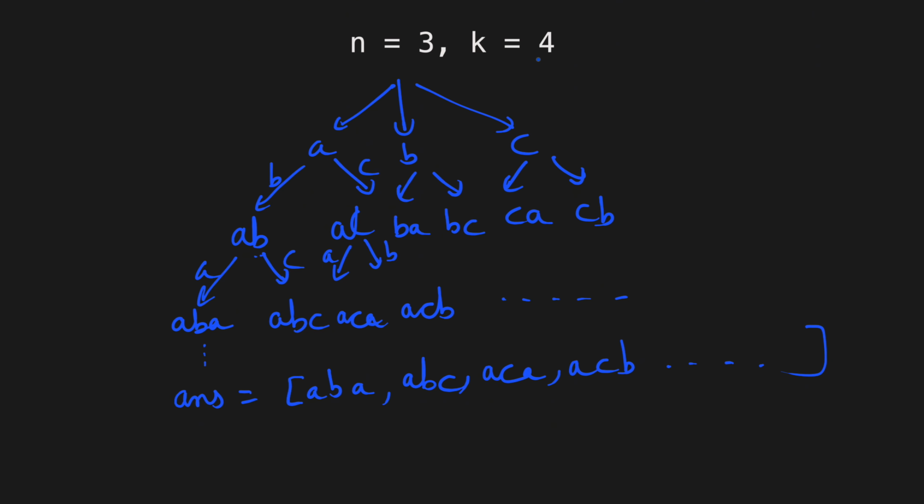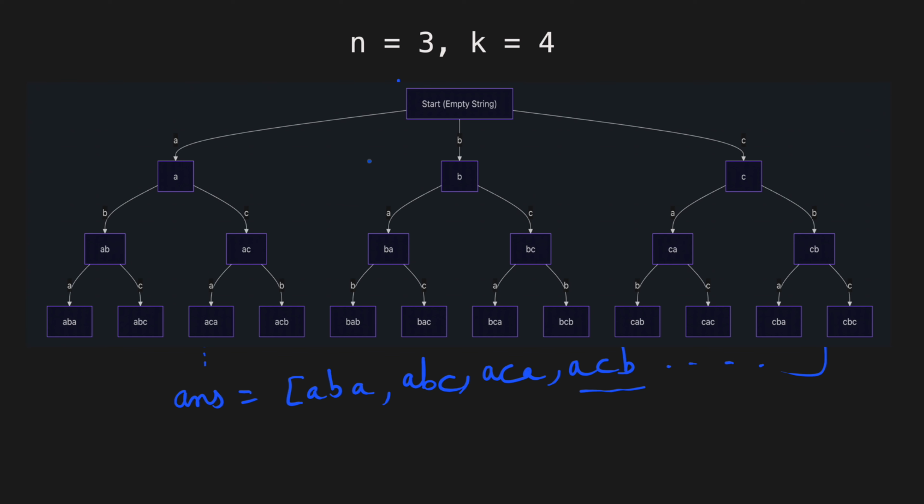And then we will check the value of k. If k is within the bound of our answer list, then we will return the answer from the kth index. For example, here k was equal to 4. So we will return ACB as our answer. But if k is out of bound of our answer list, then in that case, we will return the empty string. And this is the more elegant diagram of the same recursion tree.